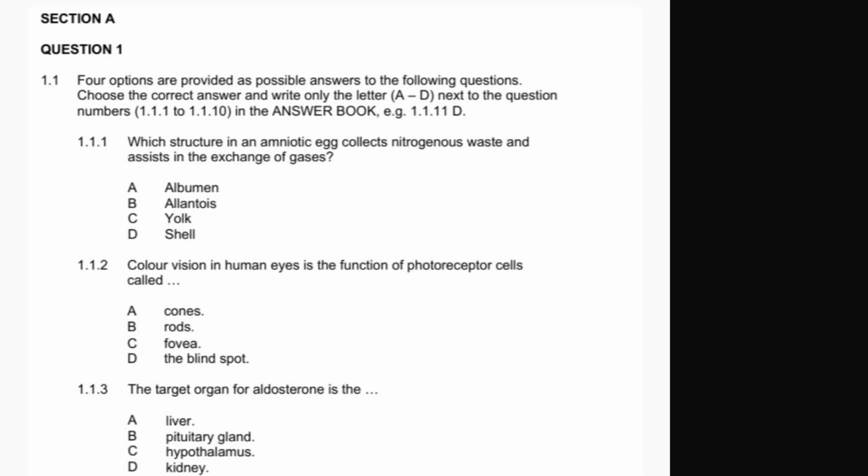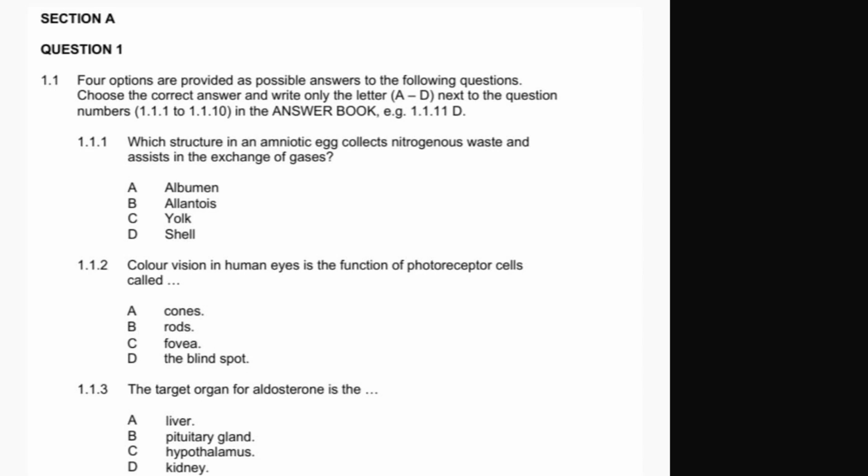Right, good day everyone. So this is the multiple choice for November examination, grade 12 Life Science, paper 1. Therefore now section A, question 1, 1.1. Four options are provided as possible answers to the following questions. Choose the correct answer and write only the letter A to D next to the question numbers from 1.1.1 to 1.1.10 in the answer book, right?